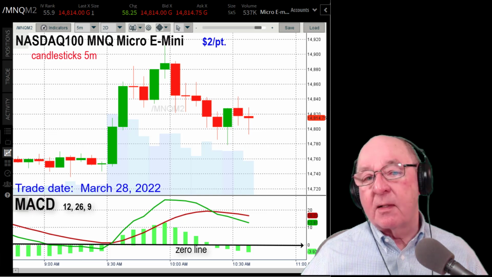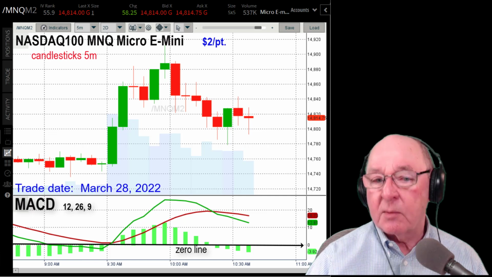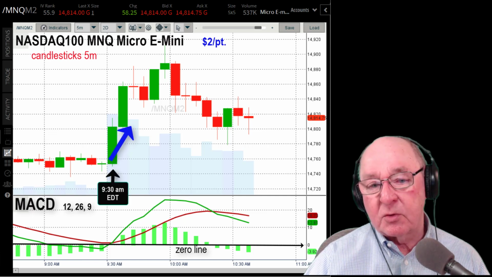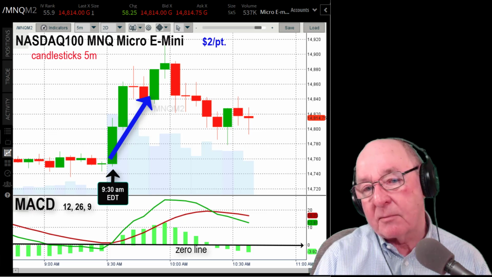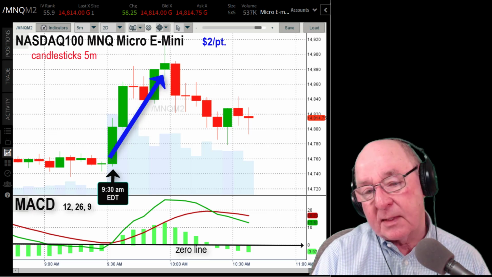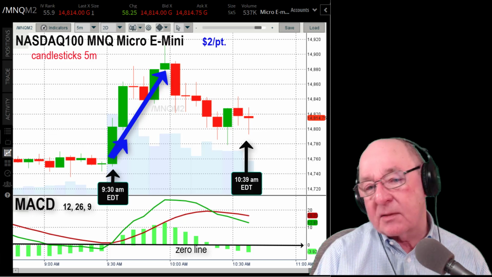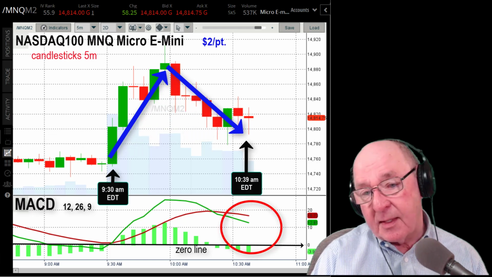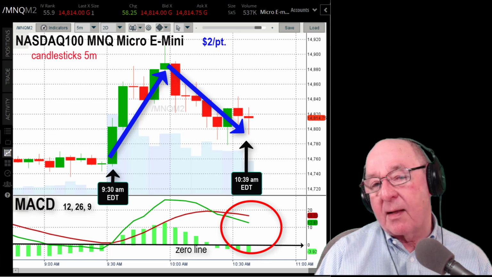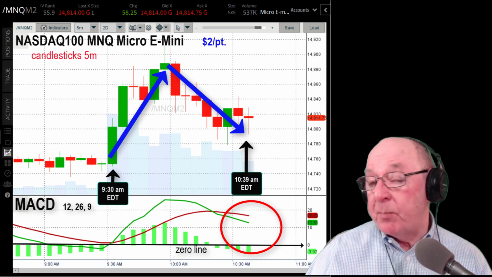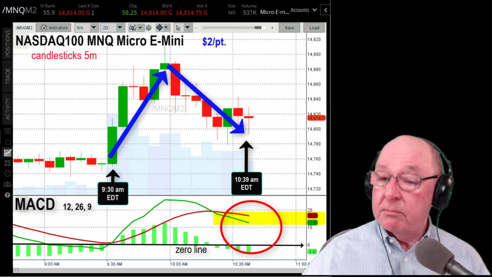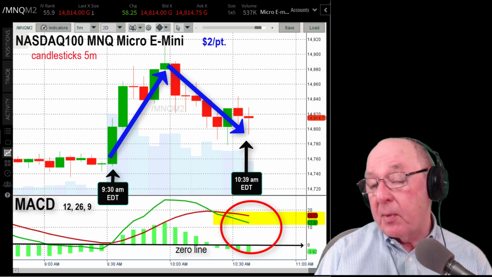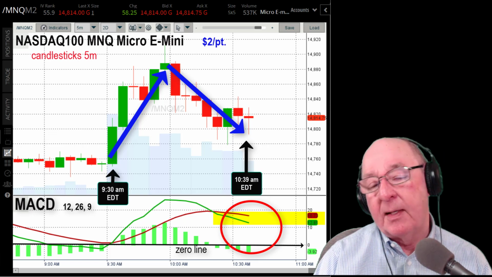Now, we can expect a lot of volatility in today's trading. When the market opens at 9:30, you can see the market goes straight up for about the first half hour till 10 o'clock, then goes down from 10 till about 10:40. Now, I'm looking down in the red circle here at the MACD lines. The green line is below the red line, but both the lines are still substantially above the zero line, which suggests there's still positive momentum in the market.